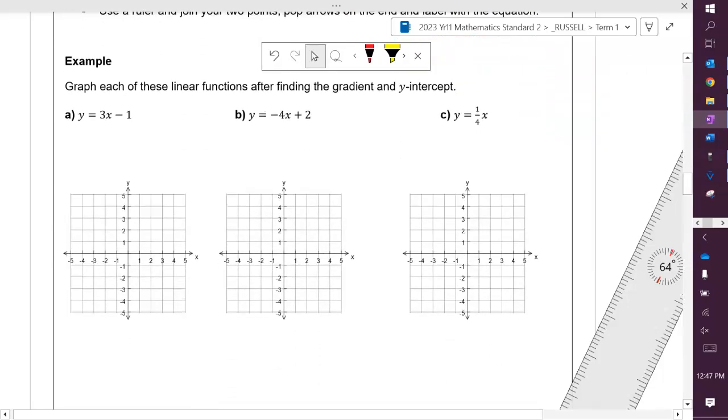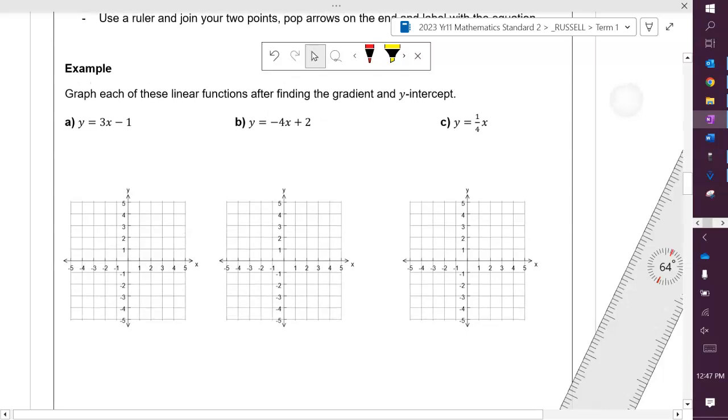So graph each of these linear functions after finding the gradient and y-intercept. So in this question, y equals 3x minus 1. My gradient is 3 and my y-intercept is negative 1. So this is my starting point. So I go to my y-intercept at negative 1.